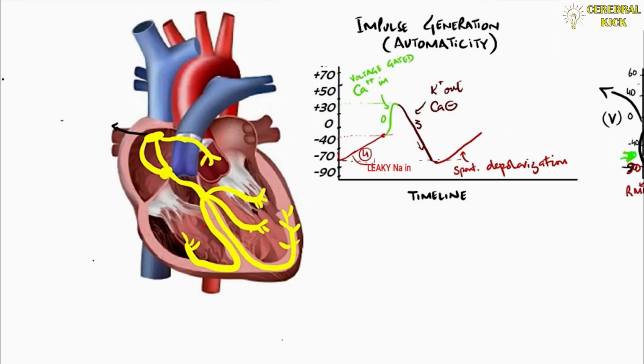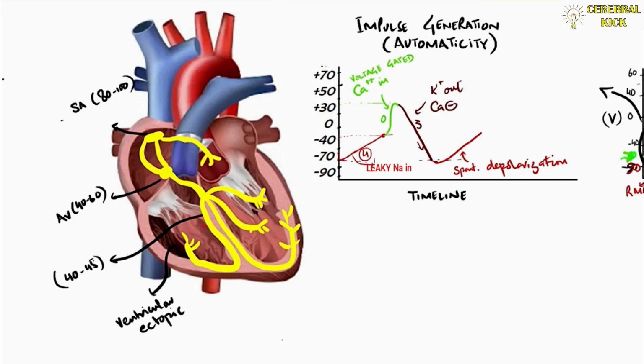There are various focal points in the heart that can generate this automaticity. So the SA node beats at 80 to 100 beats per minute. The AV node can generate beats at 40 to 60 beats per minute, whereas the bundle branches can also generate 40 to 45 beats per minute. The ventricular mass itself can generate ectopic beats at 25 to 40 beats per minute. So why is the SA node considered the primary pacemaker? Well, it's because it is the fastest, right?